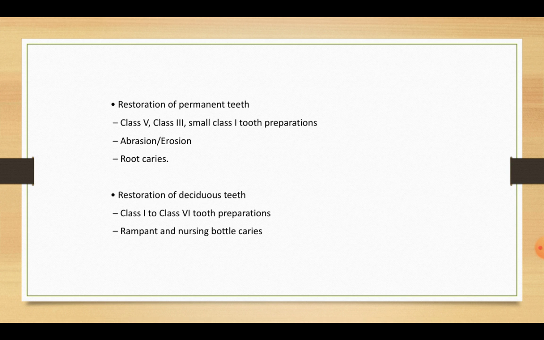Then comes restoration of deciduous teeth. Class 1 to class 6 tooth preparations can be restored with GIC in deciduous teeth, and also in rampant and nursing bottle caries.